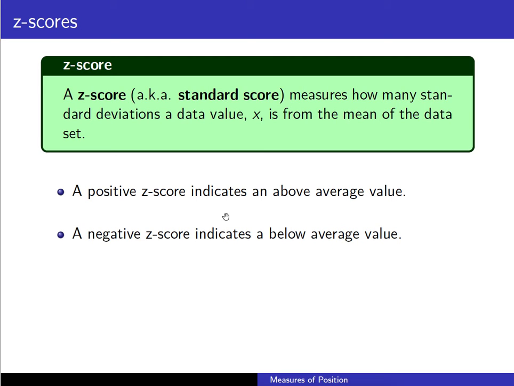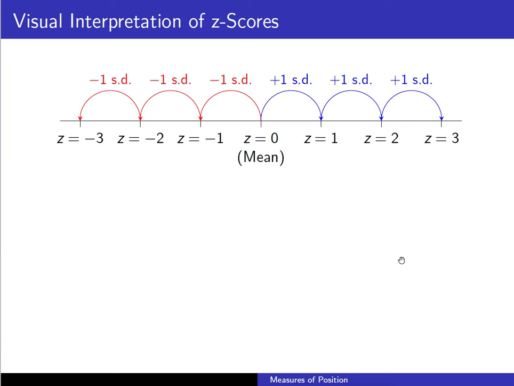A negative z-score indicates a below average value. And a z-score of 0, which is in between there, indicates an exact average value. This, of course, is under the assumption that not all the data points are the same. So a visual interpretation of z-scores: a z-value of 0 is the mean, and if we have a z-value of 1 for a particular data value, then that's one standard deviation to the right, or one standard deviation above our mean. A z-value of 2 is 2 standard deviations above the mean. And going the opposite direction, a z-value of -1 is 1 standard deviation below the mean.